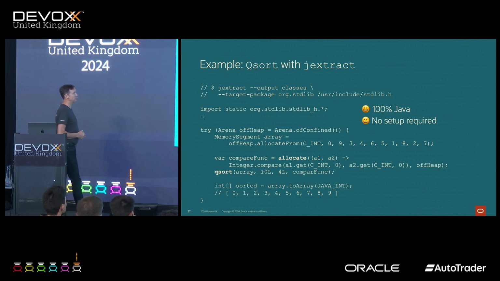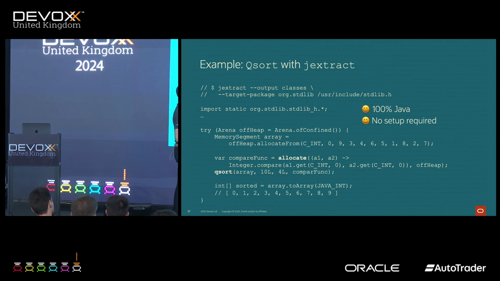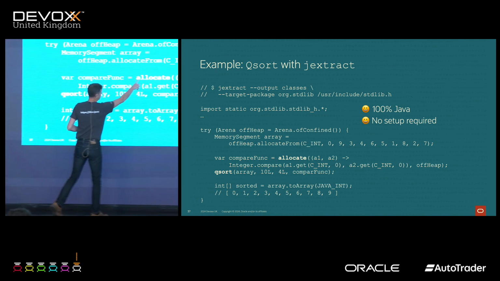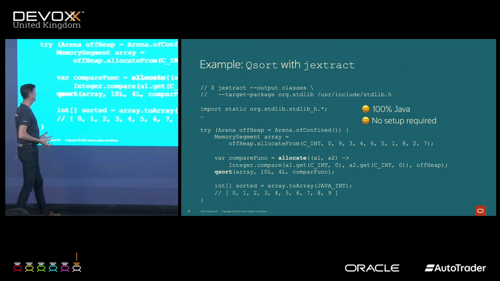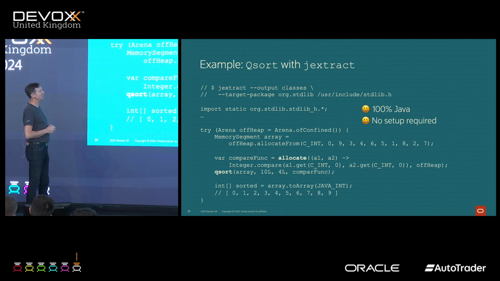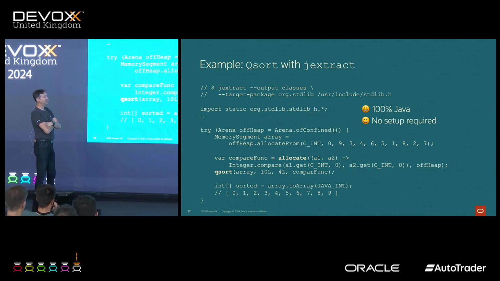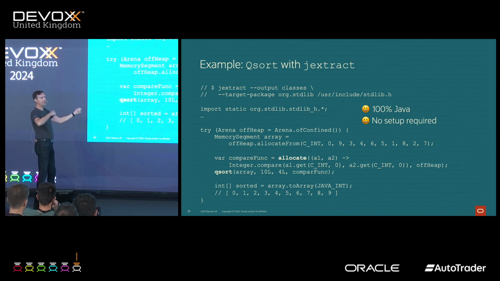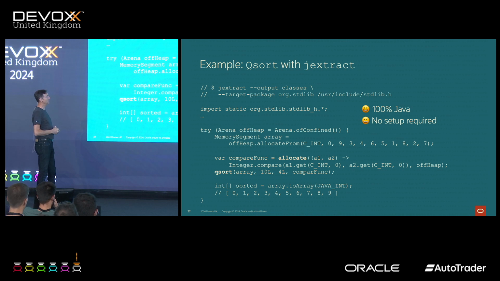The methods shown in bold here are methods that have been generated by JExtract. This allocate method, for example, gives me a C-compatible representation of this lambda, because qsort takes a callback. This is a callback that compares two elements of whatever I want to compare using the qsort that's built into the system. And this is the actual invocation of qsort.